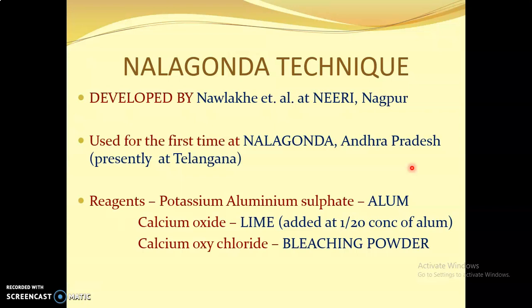So the reagents used in this technique are three reagents. One is potassium aluminium sulfate. You have heard of potash alum. So that is the first ingredient. The second ingredient is calcium oxide, that is lime. And the lime is added at 1/20th the concentration of alum. How much of alum has been added? 1/20th the concentration of alum is your lime. And the third is bleaching powder, calcium oxychloride.